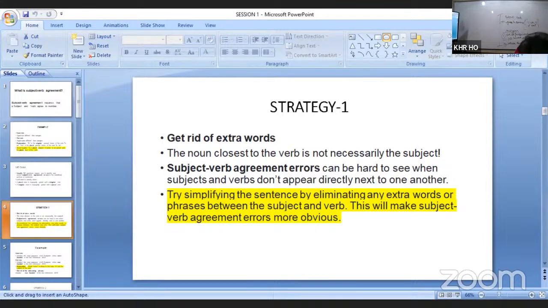When two plural subjects are joined by either or neither nor, they take a plural verb. So neither the teachers nor the students were present in the classroom. So teachers and students were plural. So that's why we used were and not was. When a singular subject is combined with a plural subject, the verb agrees with the subject closest to the verb. So neither he nor his sisters were there. So the subject closest to the verb is sisters, which is plural. So we'll use were.